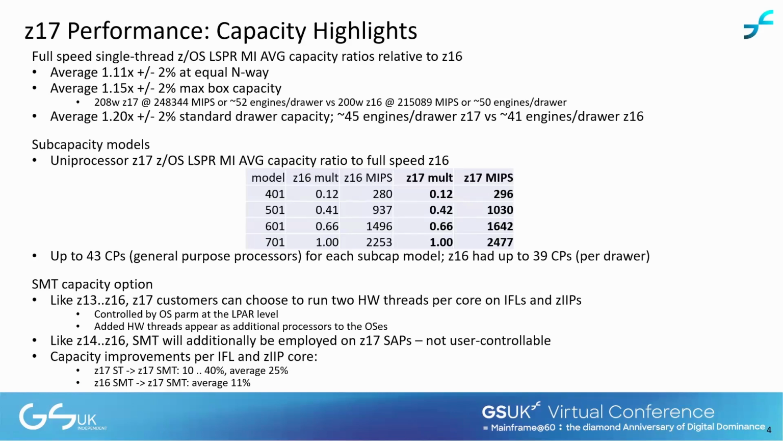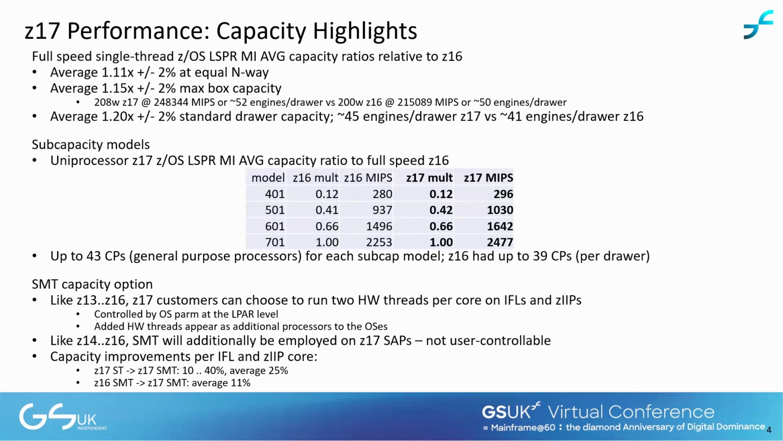So that's the single number boiled down for marketing from all the LSPR curves. That's how we do it. The other 2 metrics there, max box capacity. So you take the 4-drawer max config Z16 versus the 4-drawer max config Z17. The total engines per drawer grew from 50 to 52, and then each one of those engines grew by about 11%. And this kicks you up to about a 15% total increase in box capacity at the maximum end.